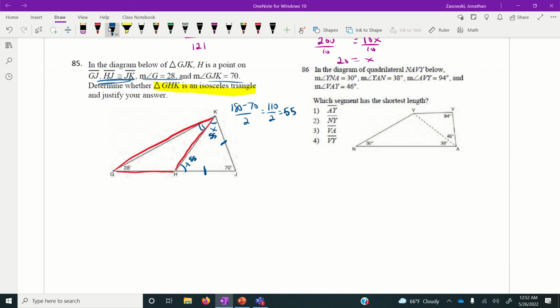So let's see if you can finish this one up. All right, and then we'll compare. Let's go ahead and pause it here.